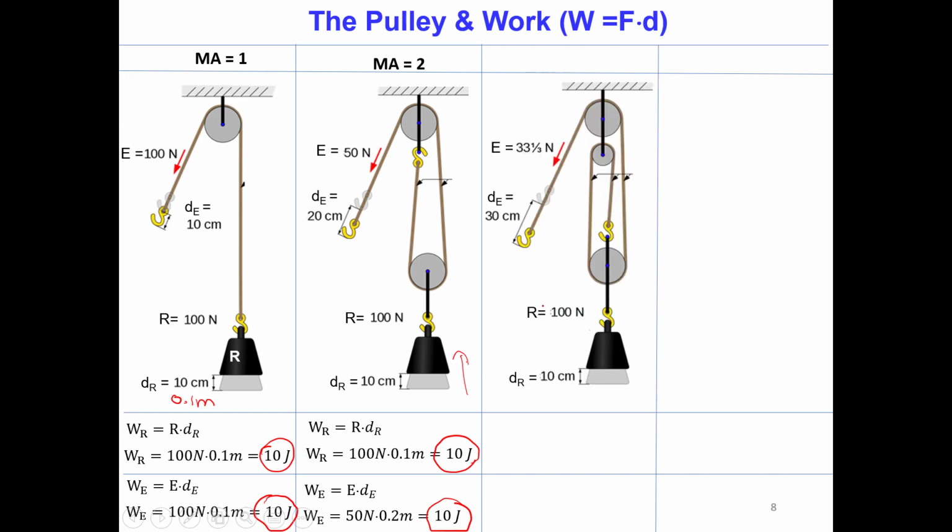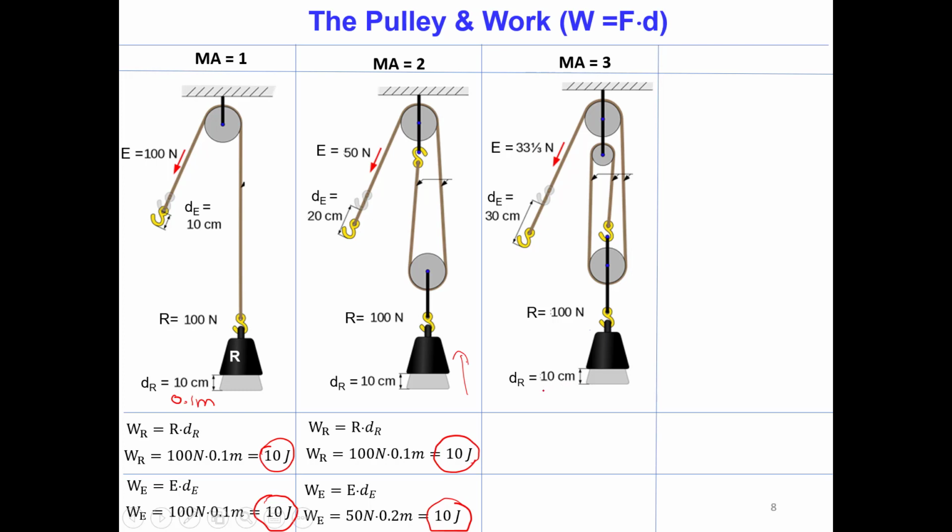Let's see what happened in this case. Now we know the mechanical advantage of this simple machine is 3 in theory. Yes, in theory it equals 3 because we had 1, 2, 3 ropes. Then what we expected is this: the effort, the force we need to apply to the rope, will be reduced by 3. This is why here we have 33 and 1/3.